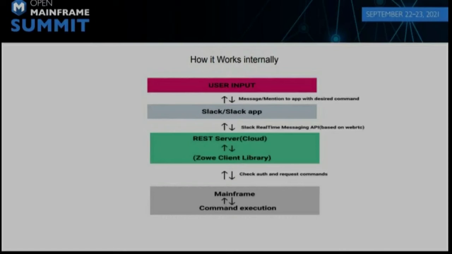So, how does it work internally? After receiving the user input, the Slack app or the Slack bot sends that message to our REST server in the cloud. The REST server in the cloud, with the help of the Zowe client library, talks to the mainframe and sends the command. After receiving the response from the mainframe, the REST server sends the response back to the Slack bot, which then sends the response back to the user.